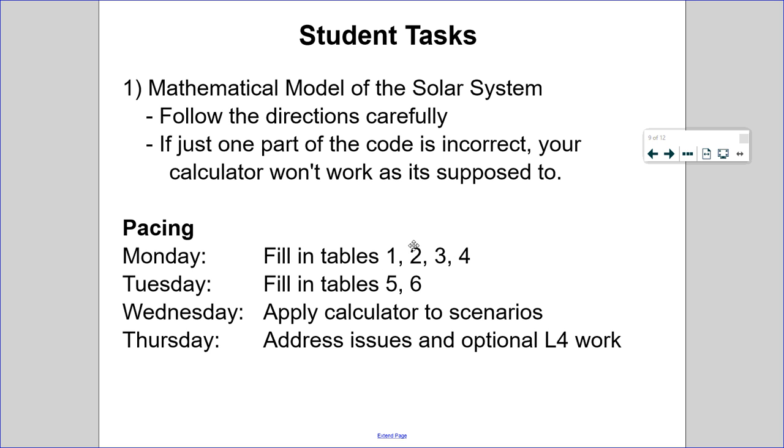1 and 2 is just filling in data. There's no real calculations involved or no thinking. It's not too tricky. 3 is nothing. It's just one number. And then 4 is just one calculation. So you should be able to get through 1, 2, 3, and 4 if you follow those directions closely.